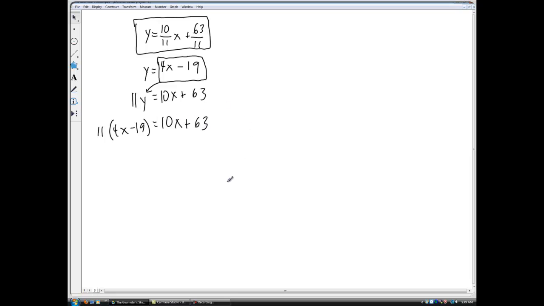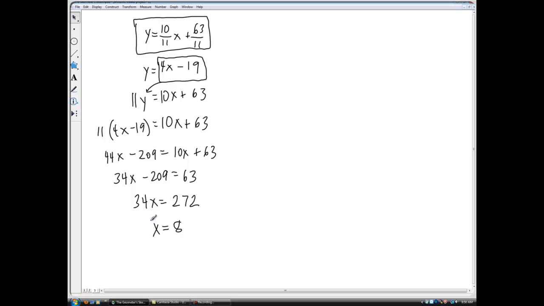Alright, give me a minute to solve this. Alright, distributed the 11, and now let's subtract 10x from both sides. There we go. Let's add 209 to both sides and divide both sides by 34. We have found the x value of our orthocenter, and we are almost done. We can come back to either one of our linear equations and now substitute 8 in. This one looks like it'd be easy to work with. Y equals 4 times 8 minus 19. So that's 32 minus 19.